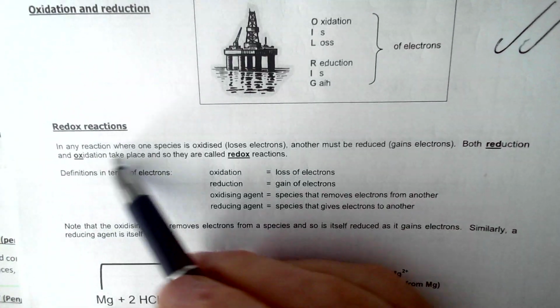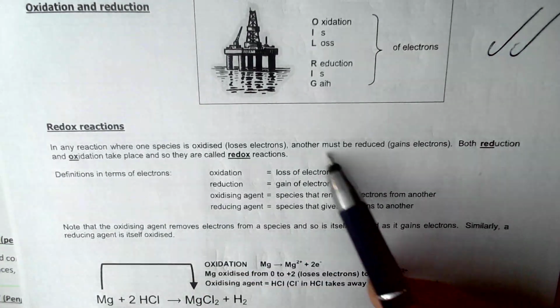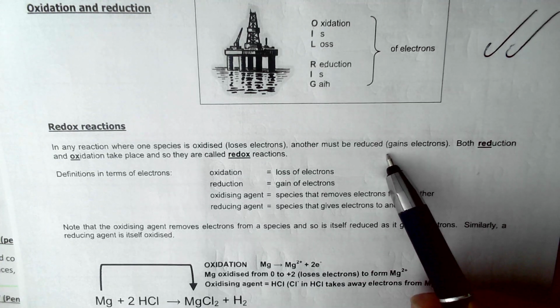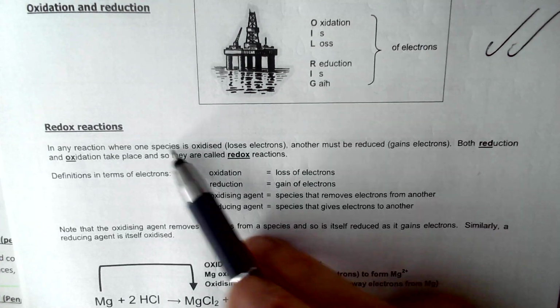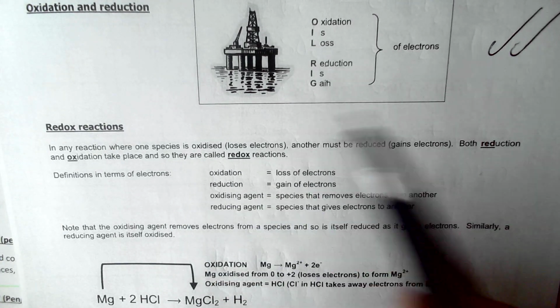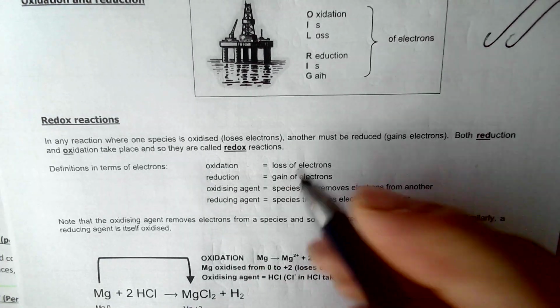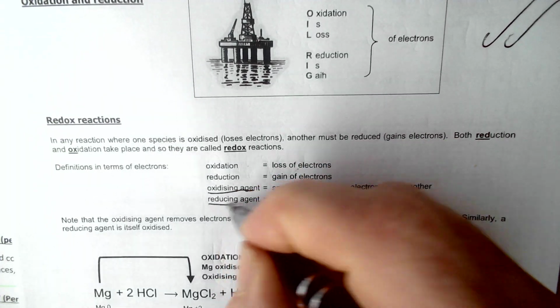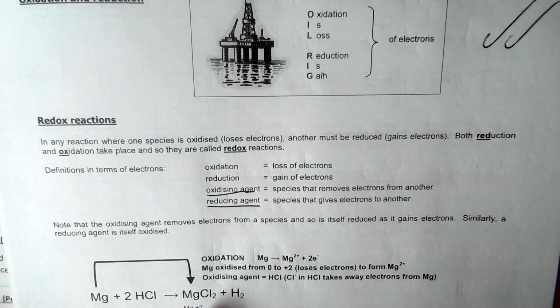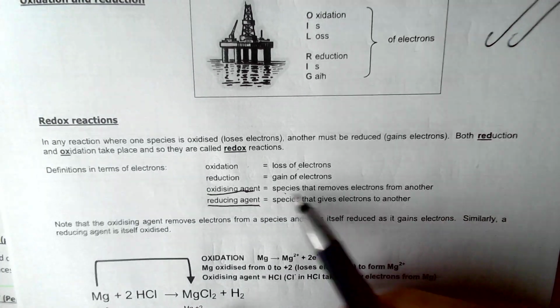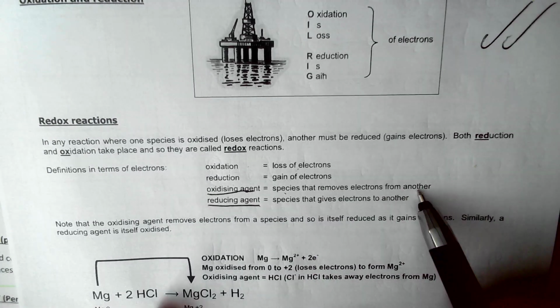It says here, in any reaction where one species is oxidized, the other must be reduced. We've been practicing this. Both reduction and oxidation take place, so they're called redox reactions. Again, oxidation is loss of electrons, reduction is gain. We're going to look at oxidizing agents and reducing agents. An oxidizing agent is a species that removes electrons from another.